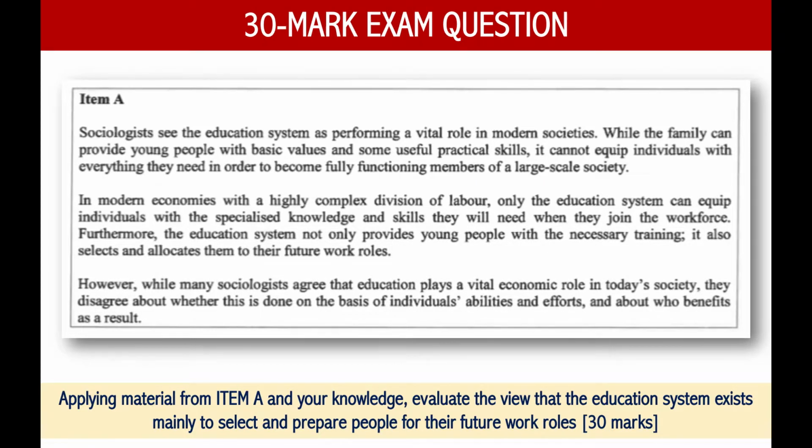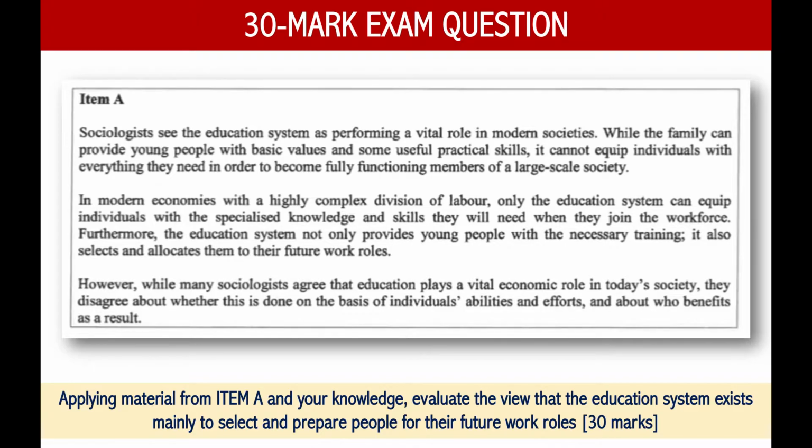So we have a 30 mark question on screen, and this is from the AQA specification, so I'm just going to read that and use this to frame our analysis. Item A: sociologists see the education system as performing a vital role in modern societies. While a family can provide young people with the basic values and some useful practical skills, it cannot equip individuals with everything they need in order to become fully functioning members of a larger scale society.